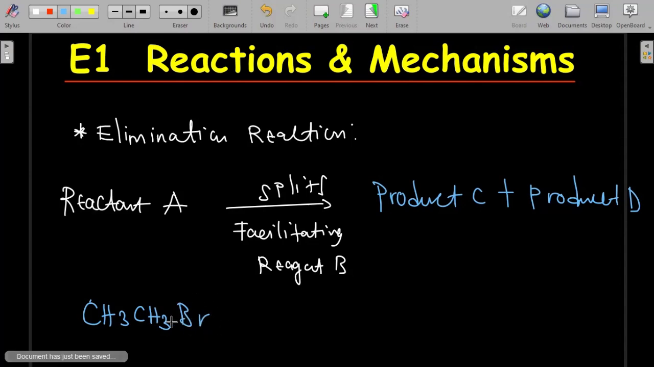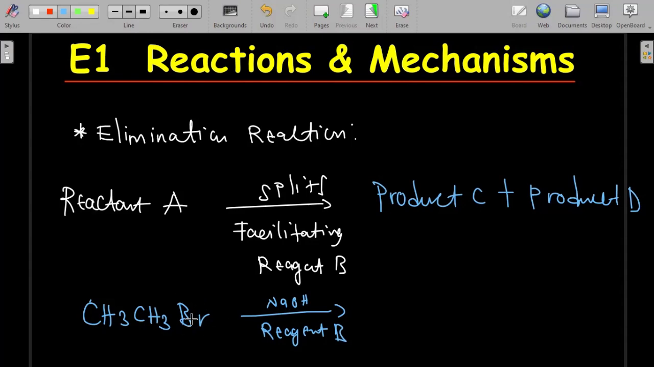An example would be when I have CH3 bonded to CH2 and then bonded to Br. This Br in this compound can be kicked out, and then we end up forming two new products. We're going to say this reaction is in the presence of sodium hydroxide, a reagent B, which would be the facilitating reagent.